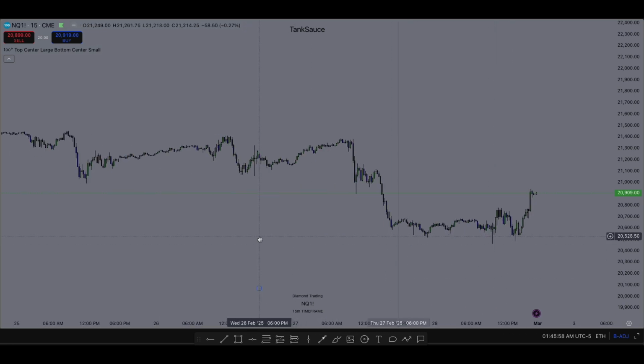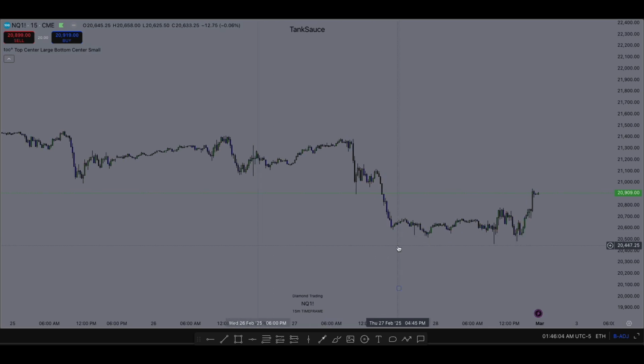So each of these represents 23 hours, right? 6 p.m. Wednesday, we open, and we go all the way until we close right here Thursday at 5 p.m. That's a full 23-hour trading day. And the market's closed every day from 5 p.m. Eastern, and it opens back up at 6 p.m.